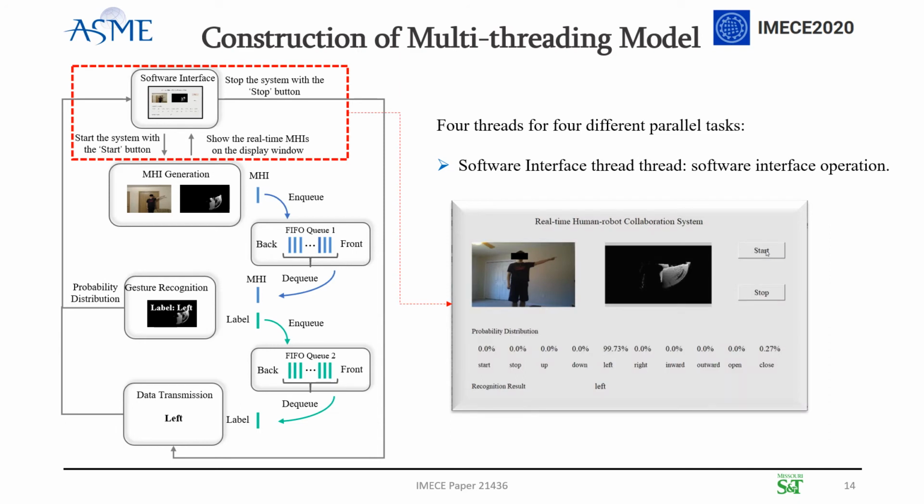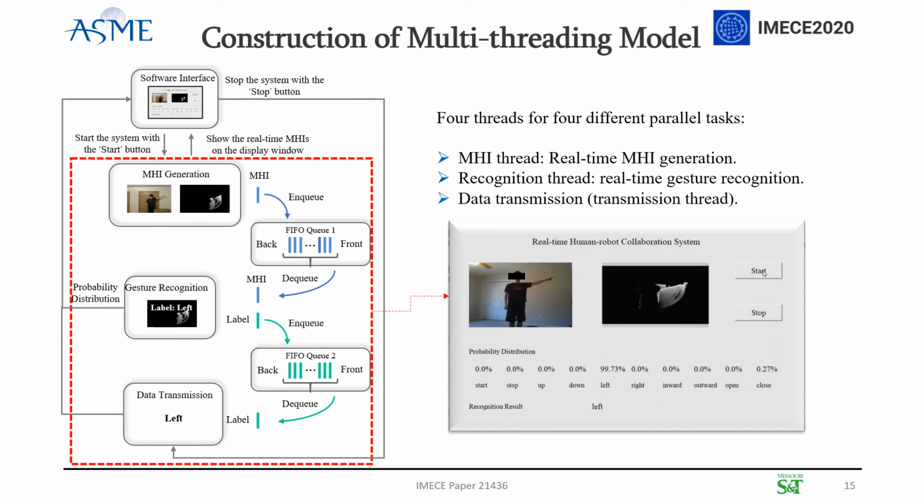This is the software interface thread, which shows the real-time motion history image and current frame, and also includes the system operation buttons. These are the other 3 threads. It can be seen that the real-time motion history image will be transmitted to the software interface and also recognized by the 3rd thread. The final recognition label is transmitted by the 4th thread to the software interface.